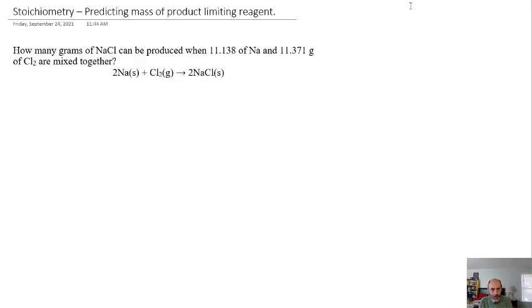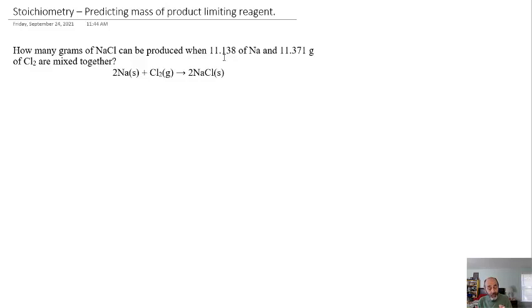Again, I'm just going to have a video here for you on what to do when you have two or more reactants with masses for each of those. In the preceding video, we went over how to figure out the mass of product when you only had one of the reactants in the equation, or in what's given in the problem. But here we have two reactants, so how do we deal with that?